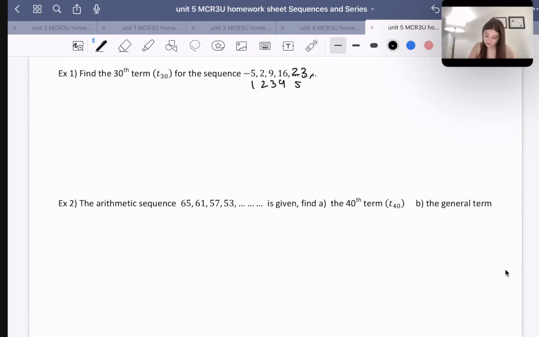Great. Okay, what about term 6? Well, let's add 7 again. What's 23 plus 7? Oh, it's 30. So voila, there it is. And then we just keep going until we get to the 30th term, right? So that is one way to do it. And I will admit that that will work.